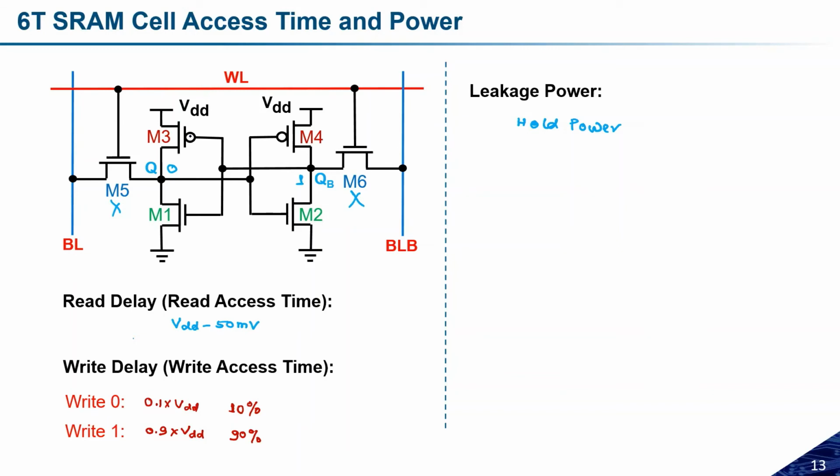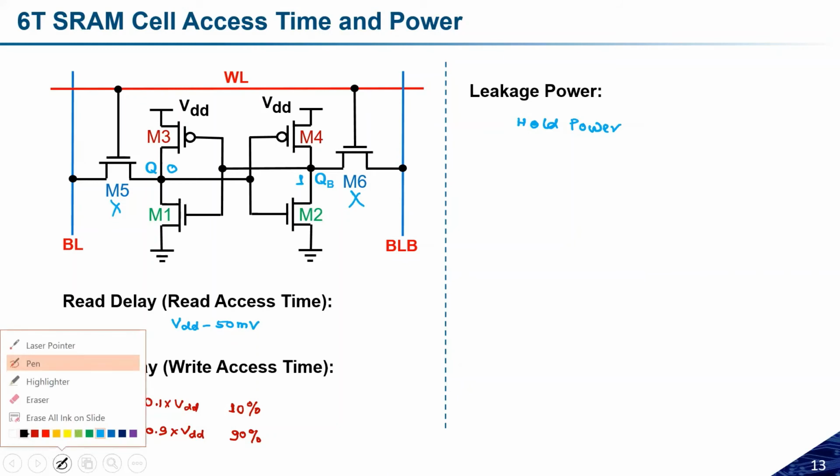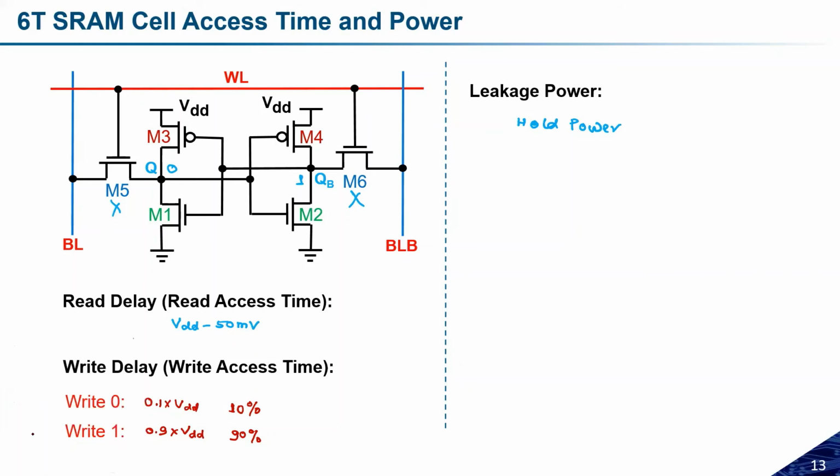Both inverters are in some status. Let us try to see it. Here, if M3 is on and M2 is on, then there is a rail to rail path. Let us see what happens here. Let us assume Q is equal to 0. If Q is equal to 0, then M4 is in the on state and M2 is in the on state.